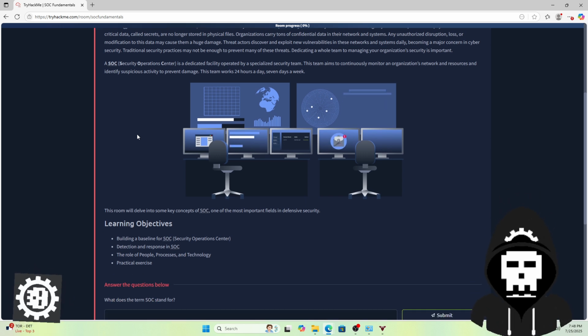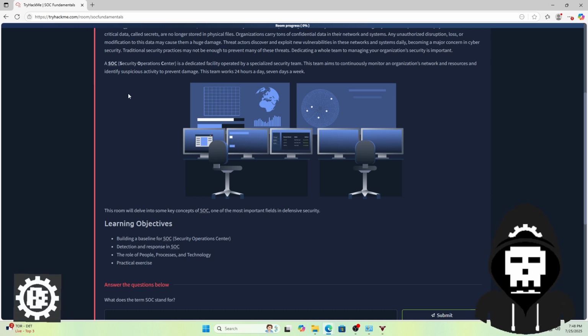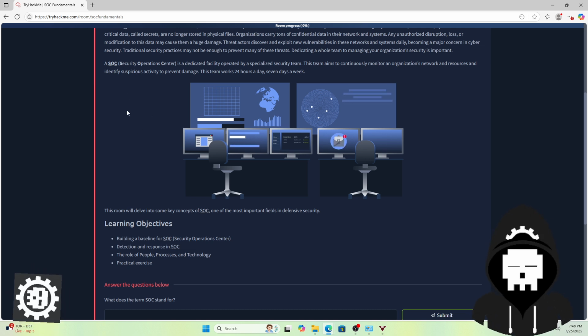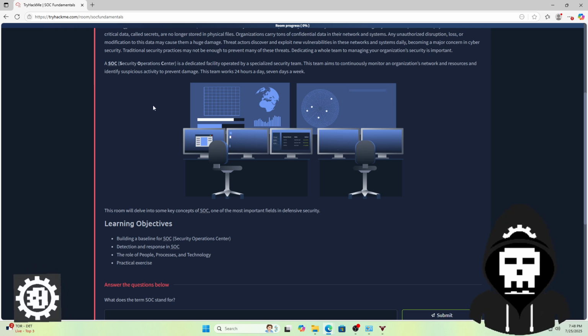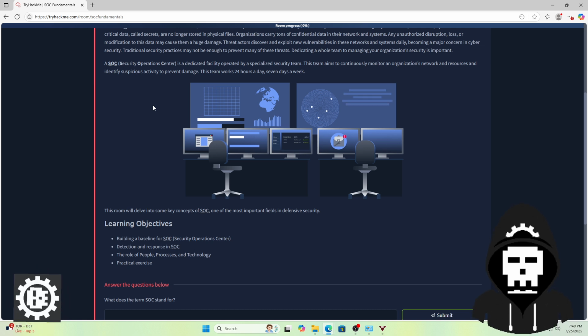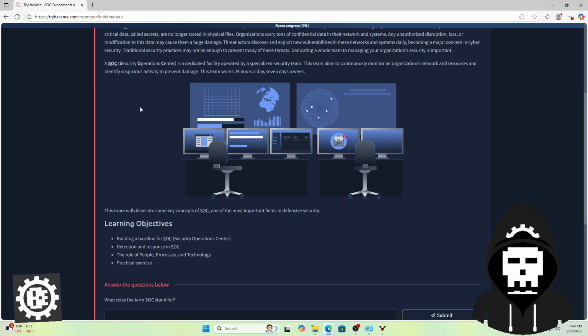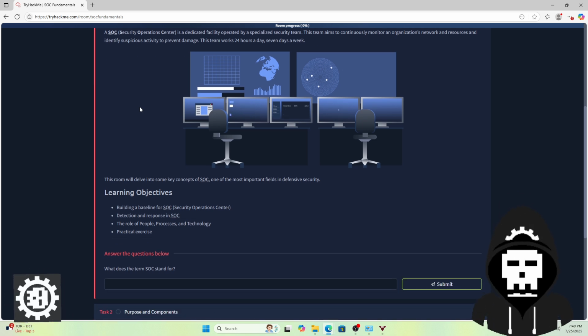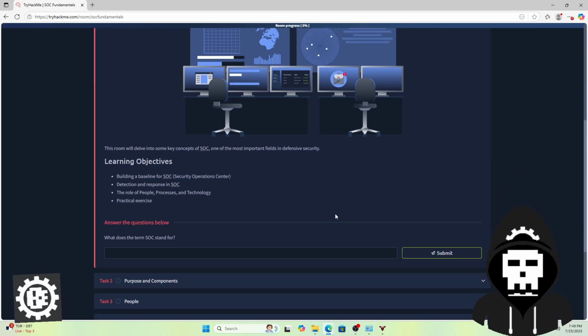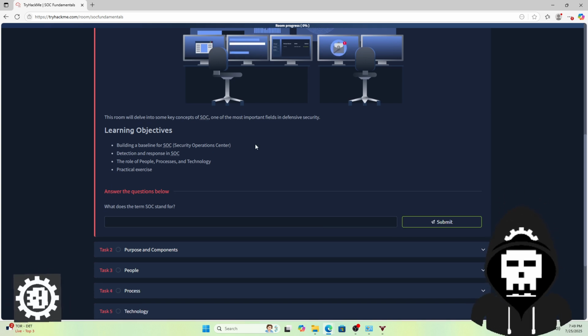So that brings us to the SOC. The Security Operations Center is a dedicated facility operated by a specialized security team. This team aims to continuously monitor an organization's network and resources and identify suspicious activity to prevent damage. This team works 24 hours a day, 7 days a week, 365 days a year. So if you see all those really cool hacker movies where you see a whole bunch of screens and a whole bunch of people in a room and responding to those, we call them the pew pew maps, that is what a SOC does. So this room will delve into some of the key concepts of SOC, one of the most important fields in defensive security, and where a lot of people in the cyber operations field get their start.